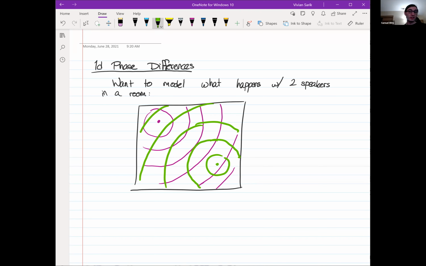And so the question is, if these waves have the same wavelength, then they have the same frequency. They're traveling through the same medium, they're the same type of wave, they're both sound waves. So in this room, what type of interference do you get? Do you get constructive, destructive interference, and where?